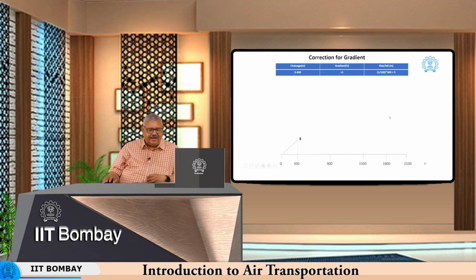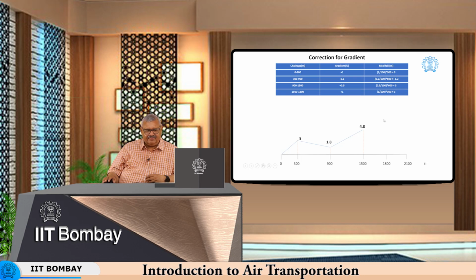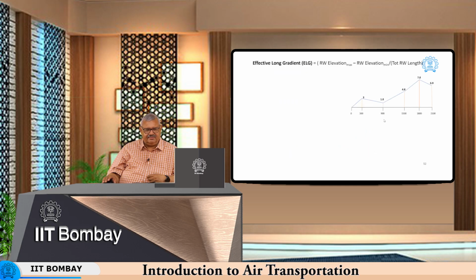So, let us assume that the first 300 meters you have a gradient of maximum 3. For the next 300 meters you have -0.2, next 300 meters you have 4.8, next 300 meters you have 7.8, and next you have again 6.9. If this is the case because of the gradient, then let us see the correction.